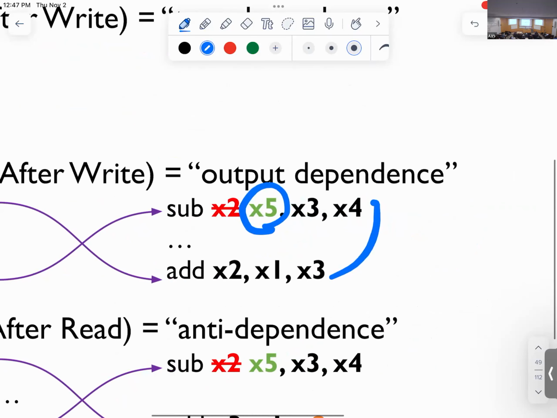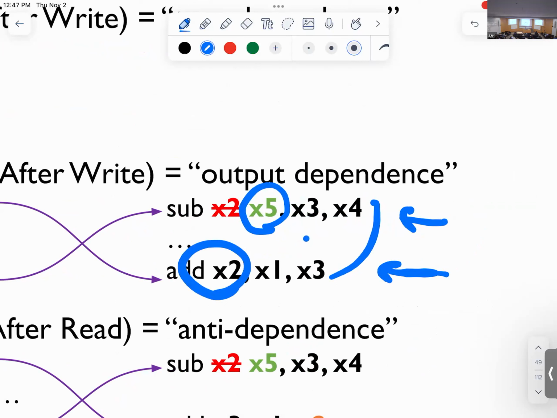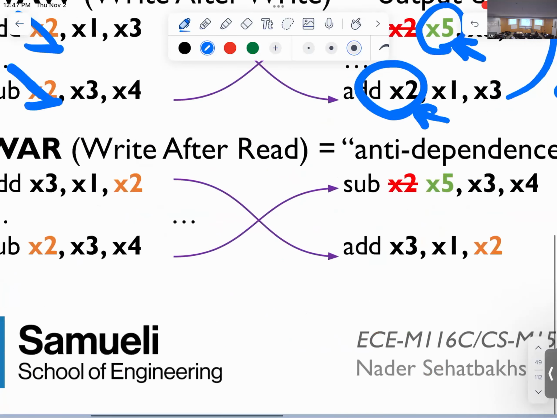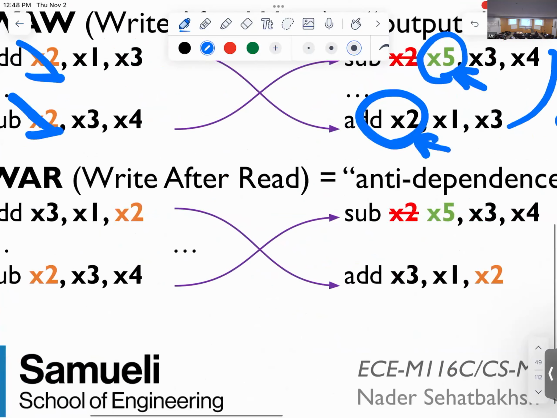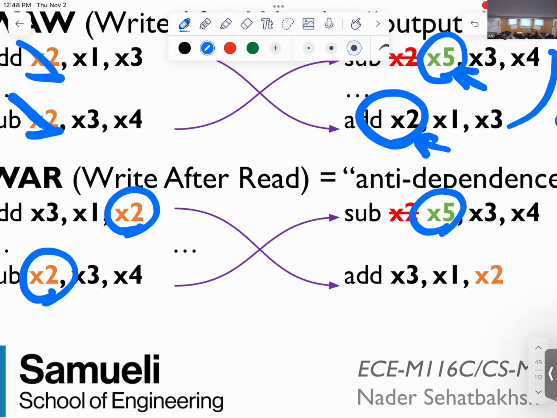Considering a scenario like this, it doesn't matter which one I execute first, right? Because this value is written to x5, this value is written to x5, this value is written to x2. So the ordering is no longer important because these are two separate registers. Same story for write after read. If I use the destination register as a separate register, then it doesn't matter which one is executed first, because the source is different than the destination register, and I'm good.